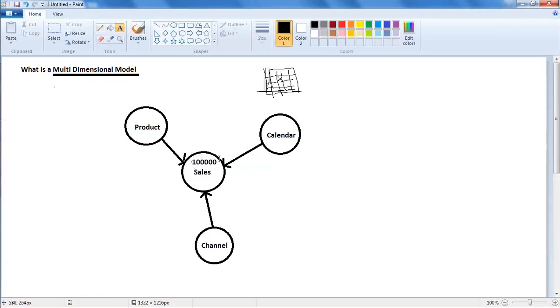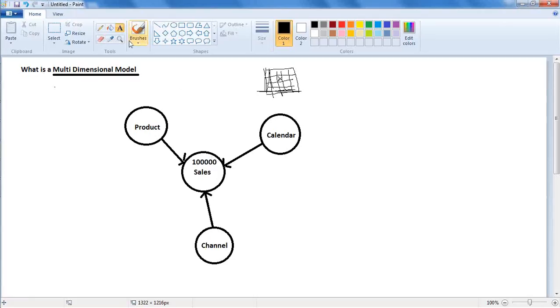What does this mean by different perspective? Basically, I want to understand this 100,000 from the perspective of the product. From the perspective of the product. So when I say this, what I would like to understand here is what are the different products that have contributed to get this 100,000 sales, right?